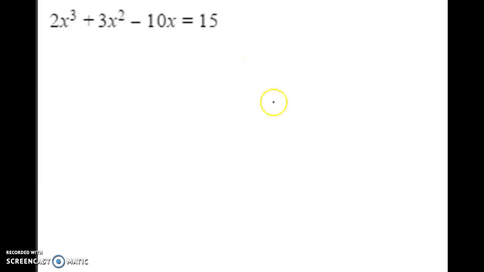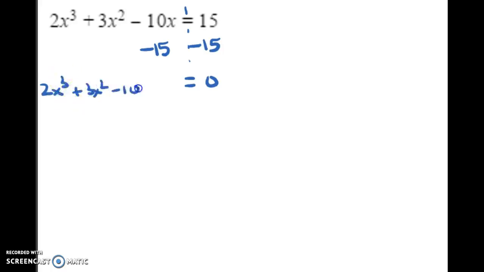When we go to solve something like this and we have all these different powers of x, the only game in town is to get one side equal to 0 and then factor. So my first thing is I'm going to subtract 15 from both sides of this equation so that one side will equal 0. And that's going to give me, of course, 2x cubed plus 3x squared minus 10x minus 15. And we need to factor this thing out.